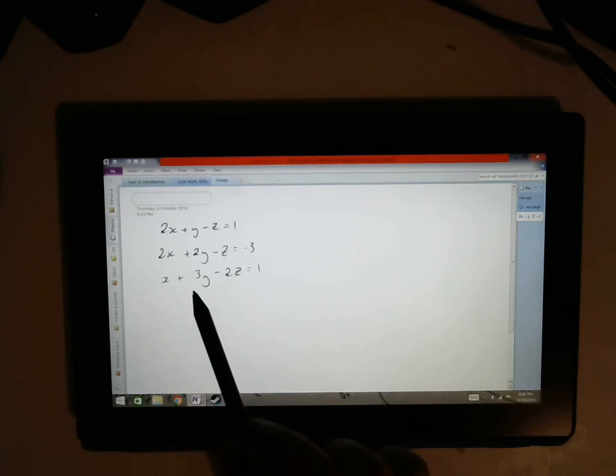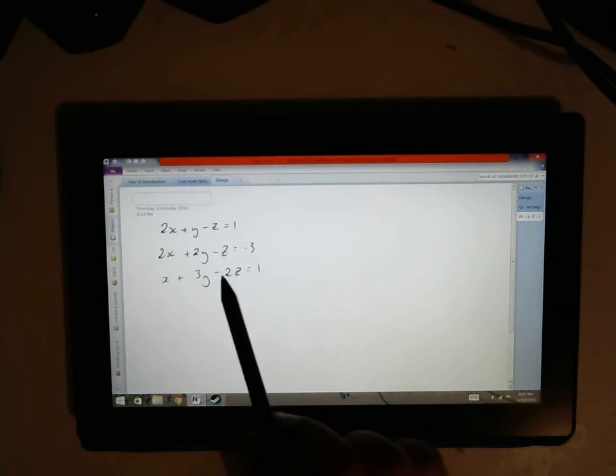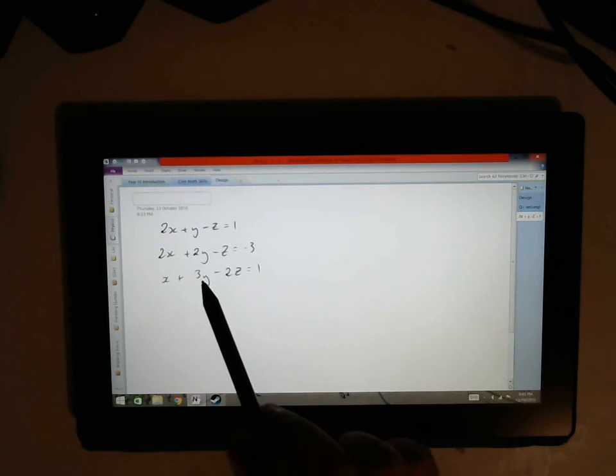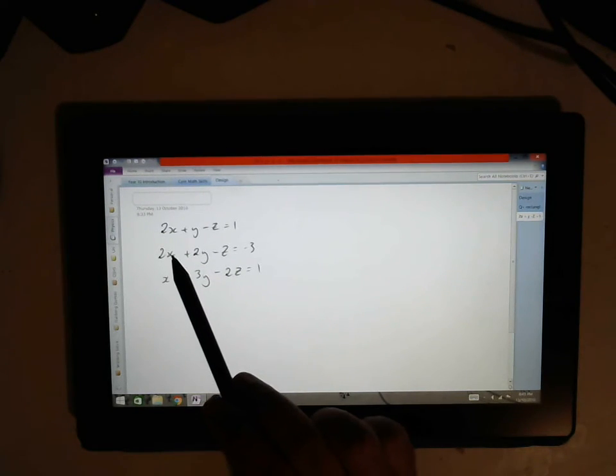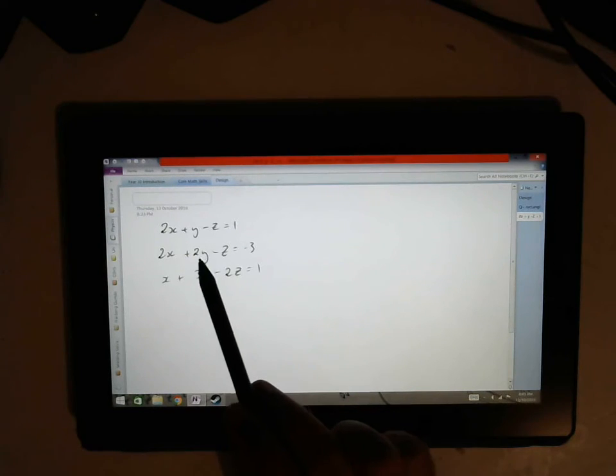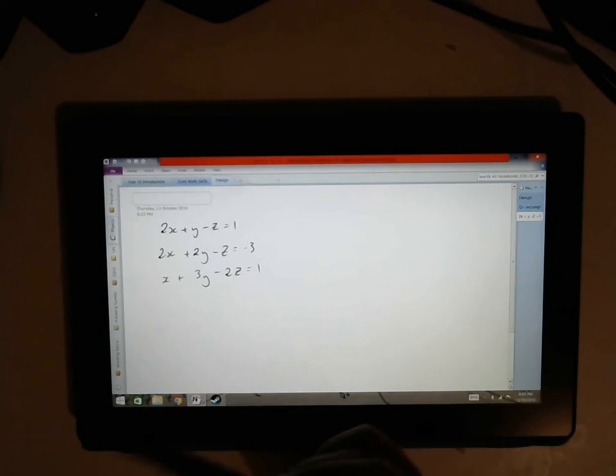You could just do this as substitution, where you rearrange this to get, say, x on its own, and then put this formula for x equals 1 plus 2z, take 3y into here, and then we'd have two equations with just y and z, and then again substitute again or do elimination methods and solve it.